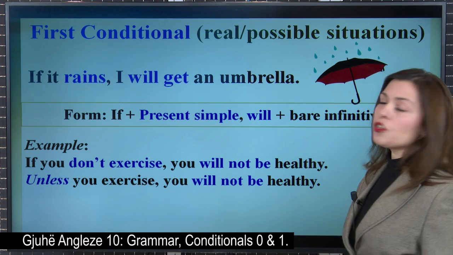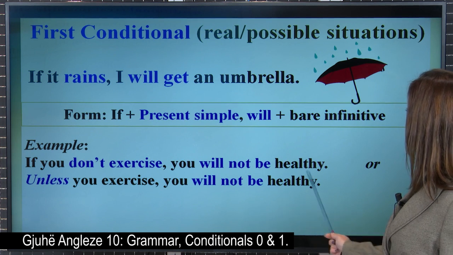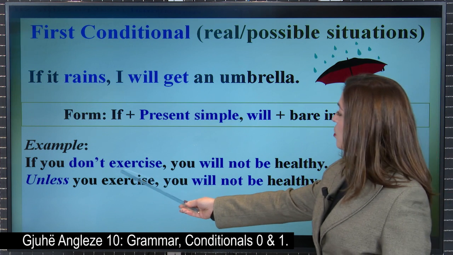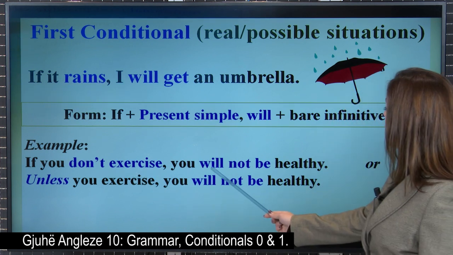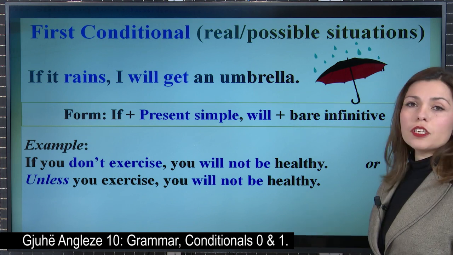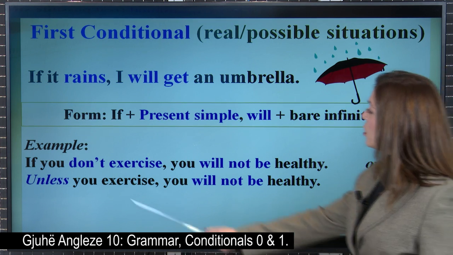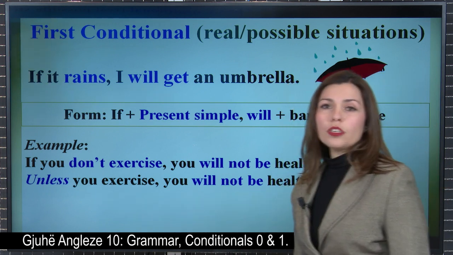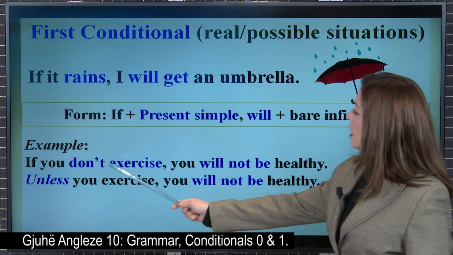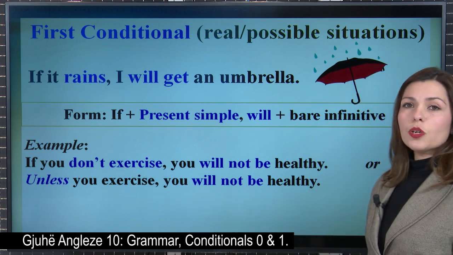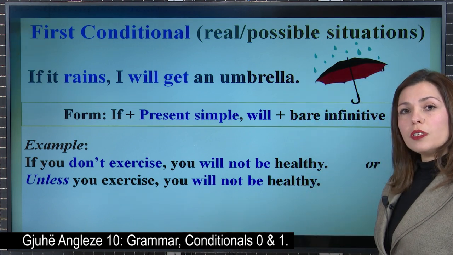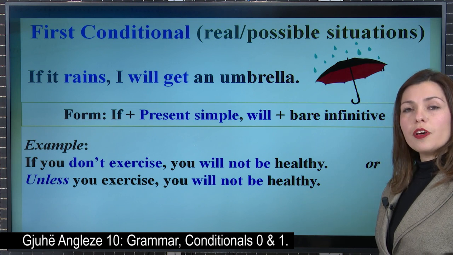If you don't exercise, you will not be healthy. Again, if plus present simple, will plus bare infinitive. In the first conditional, we can use the word unless in order to say if not. So, instead of saying if you don't exercise, you can say unless you exercise. The meaning of the word unless, we said, is if not.